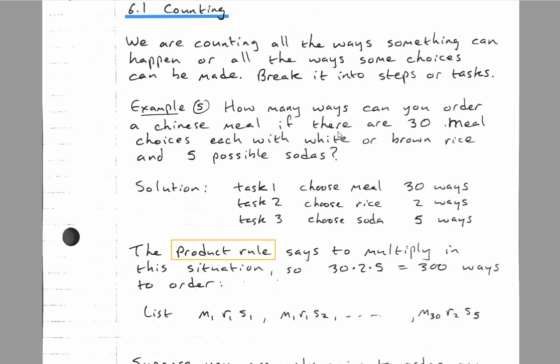Well, we can break it into tasks. So first we'll choose the meal. So that's the first task. There are 30 ways to do that. Okay, that's the hard part. Task 2, choose the rice type, so two options there, and then the soda. That's the third step, the third task. There are 5 ways.